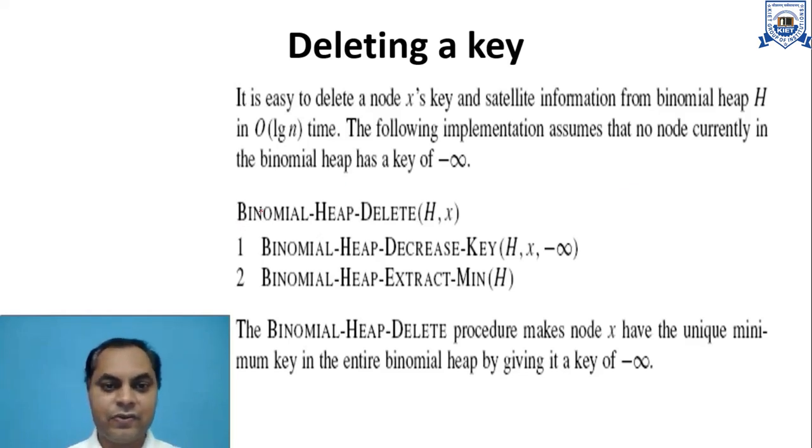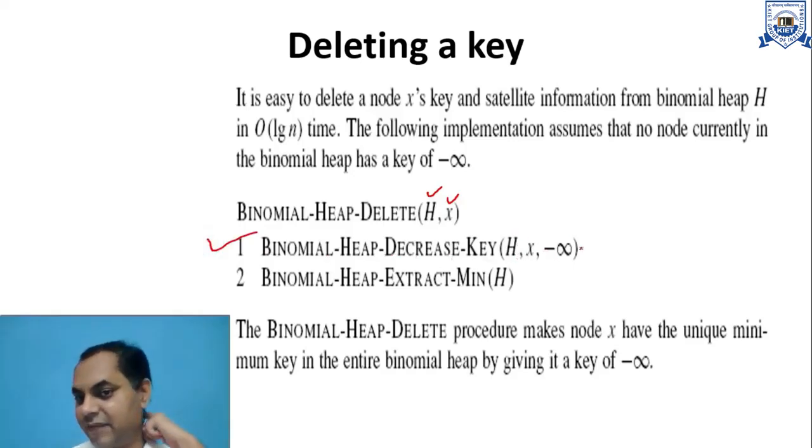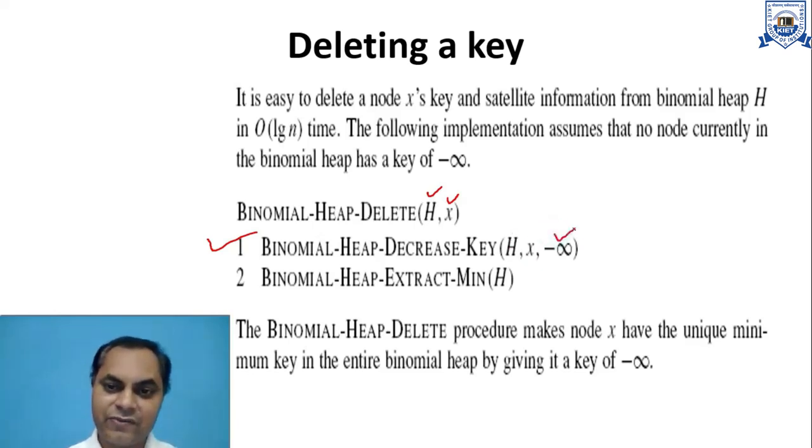So this algorithm, Binomial-Heap-Delete(H, x): H is the name of the heap, x is the node which you want to delete. In the first line, it does Binomial-Heap-Decrease-Key(H, x, minus infinity). That means it will decrease the value of node x to very low. And after completion of this procedure, that particular node x will be propagated to the root node. Now this value is the minimum in the whole binomial heap. So the next operation is Binomial-Heap-Extract-Min(H).